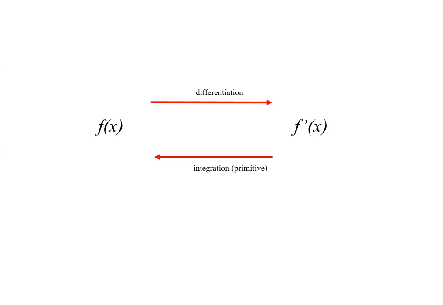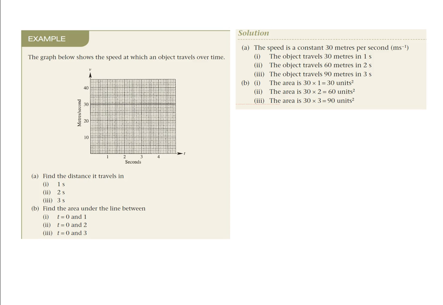Let's look at the example on page 118, which gives a basic lead into this concept. The book gives an example of an object travelling at a constant velocity of 30 meters per second over time. For those of us who have studied motion in physics, you would know that there is a relationship between distance, velocity, that is speed, and acceleration.